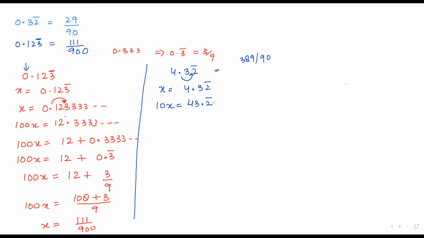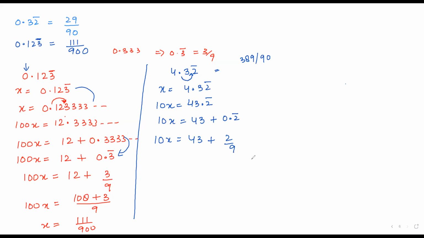No. Now this you can break. So 10x is 43 plus 0.2 bar. I mean, you can keep it 0.2 bar or you can write 0.222. Doesn't matter. Ultimately, you will get the same thing. See, I converted, then again in the end, I write it back as 0.3 bar. So directly you can do. So 10x is equal to 43 plus, now this you already know, this will be 2 by 9. Yes, ma'am. Okay. Just solve it now.